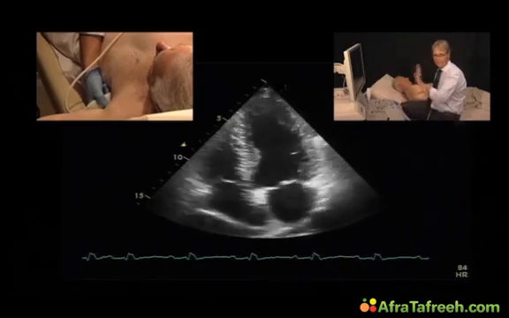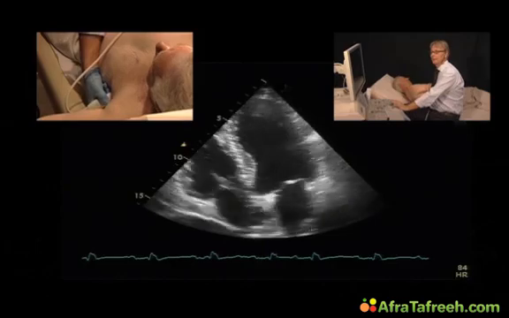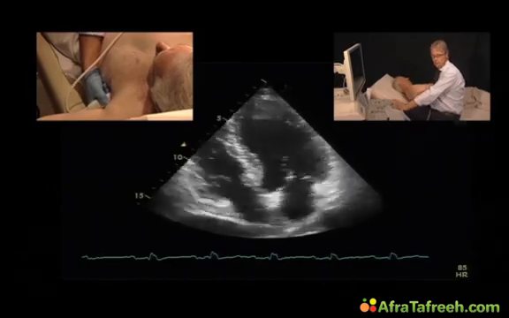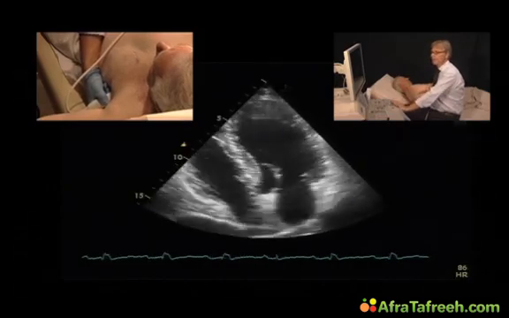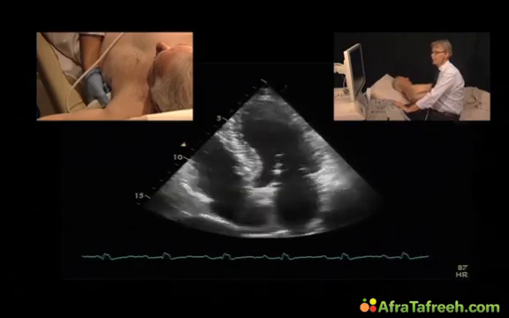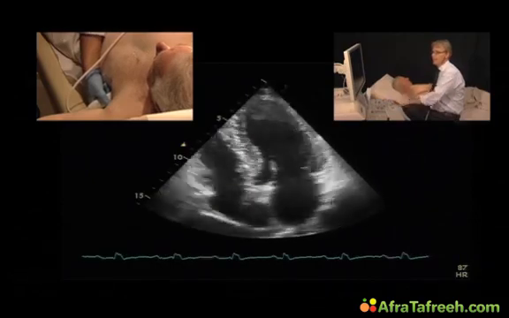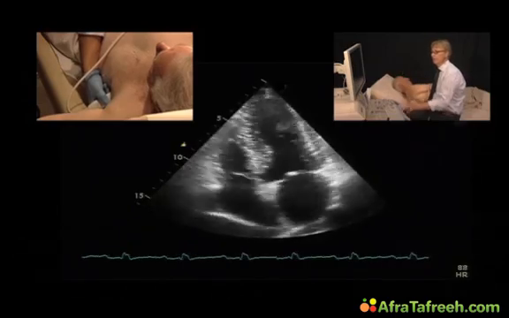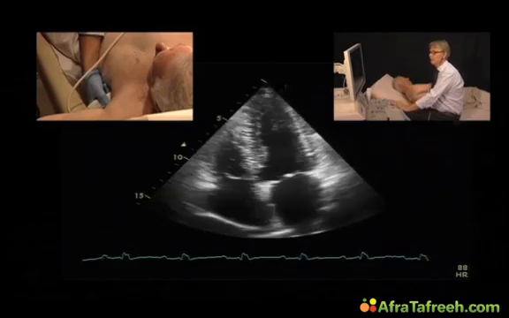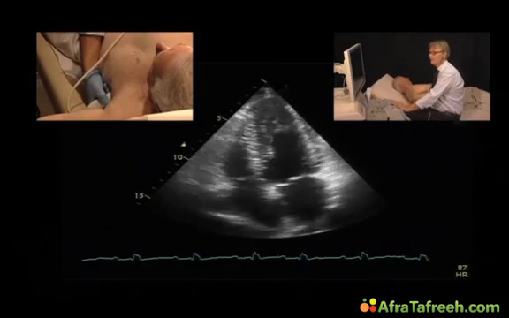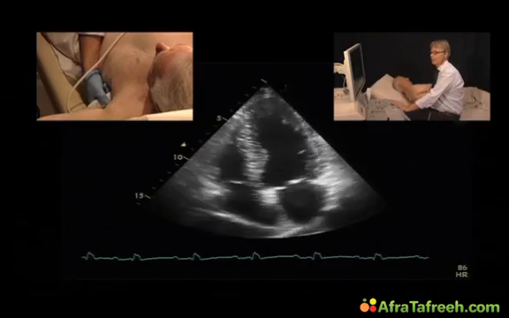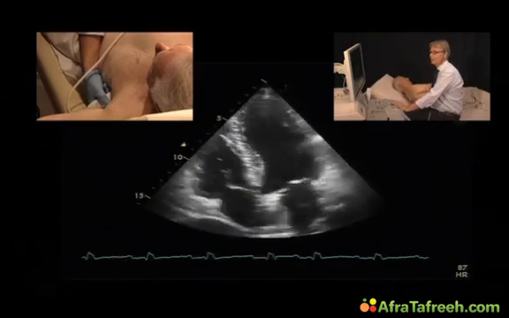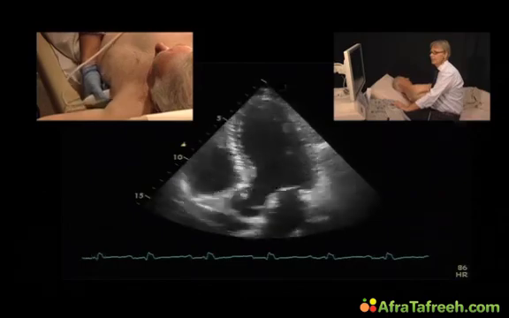So when we look at the different segments, we can see that most, or actually all segments have the same wall thickness, so this speaks in favor of hypertensive heart disease. And if we look at the apical segments, we see that they are not more hypertrophied than the rest, so this does not look like an apical hypertrophy, but more like a concentric hypertrophy.